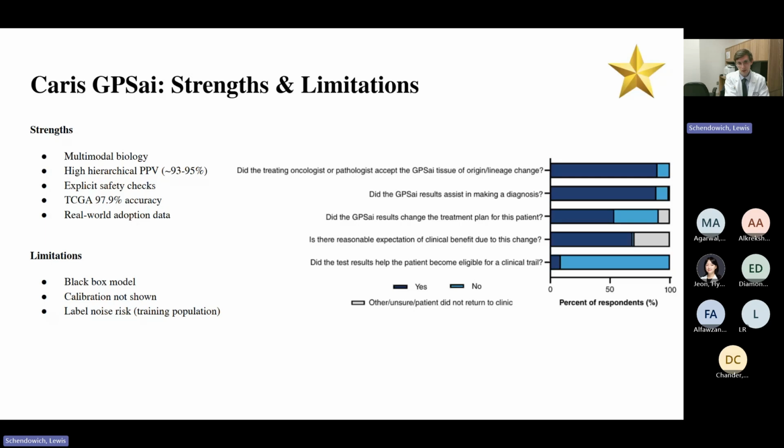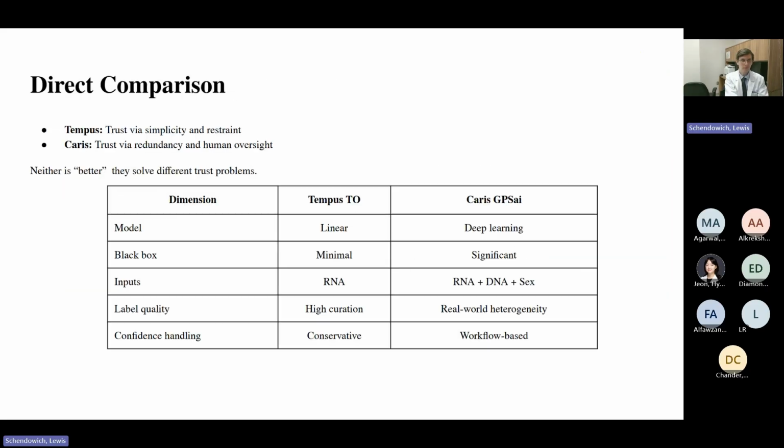Some of the limitations: it is a black box model, so it is prone to potential overconfidence. But when you have the guardrails intact, you can manage those. The calibration was not shown, and there is a risk for label noise.